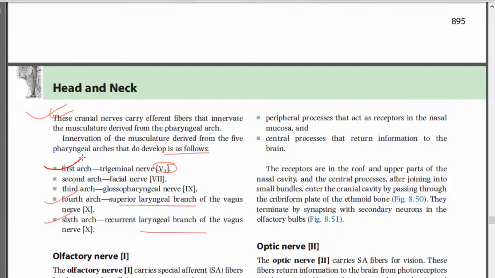The first arch is supplied by the trigeminal nerve. The second arch is supplied by the facial nerve. The third arch is supplied by the glossopharyngeal nerve. The fourth arch is supplied by the superior laryngeal branch of the vagus nerve. And the fourth and sixth are supplied by the vagus.